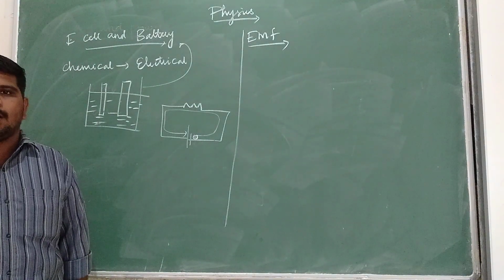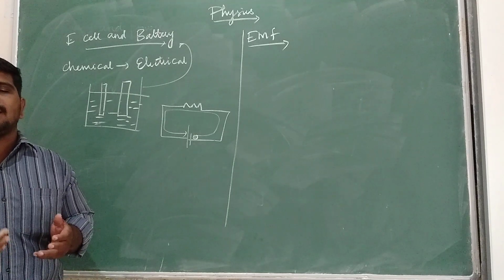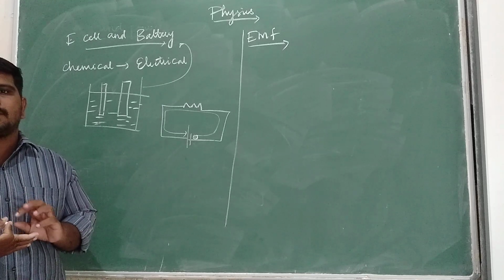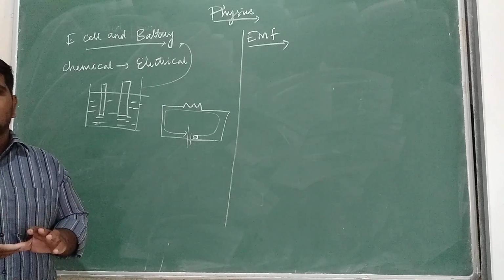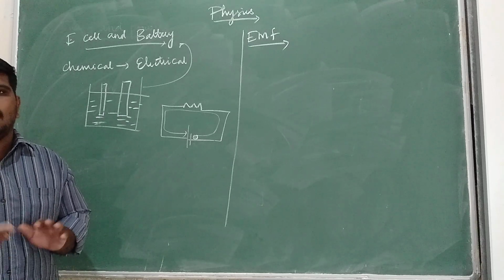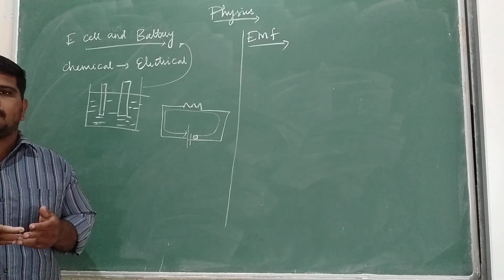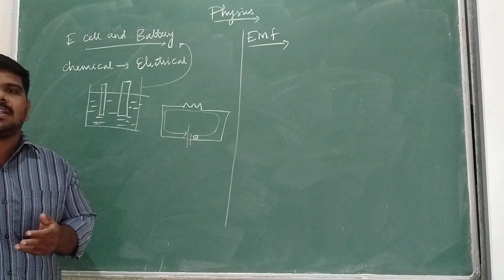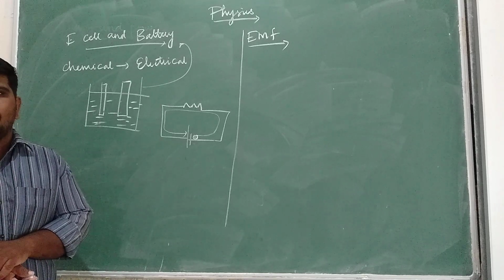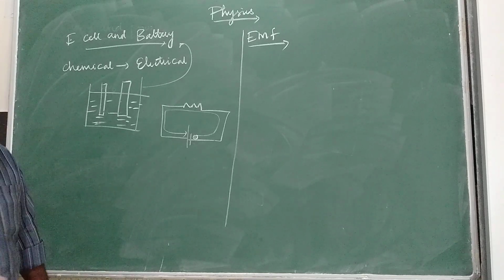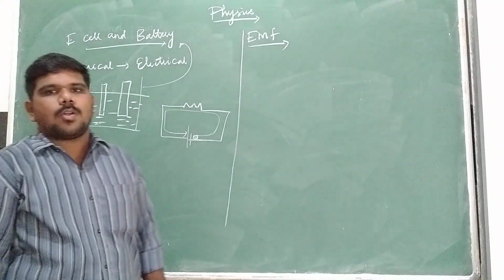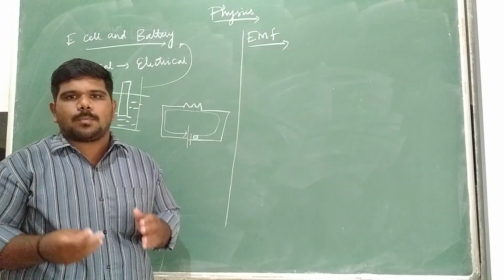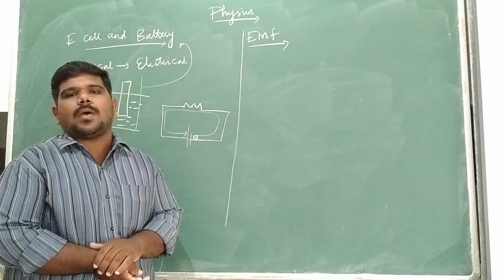So the EMF of a battery or a cell is the voltage provided by the battery when there is no current in the external circuit. The voltage provided by the battery when no current flows in the external circuit.